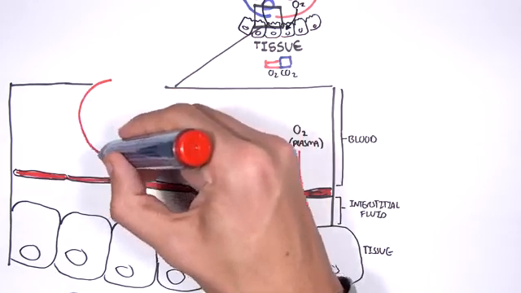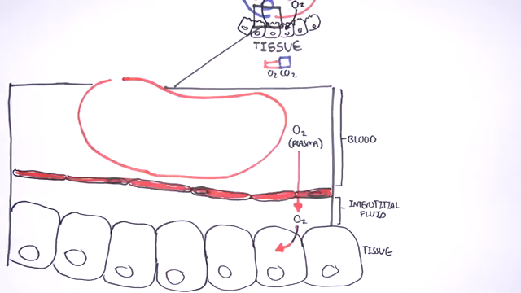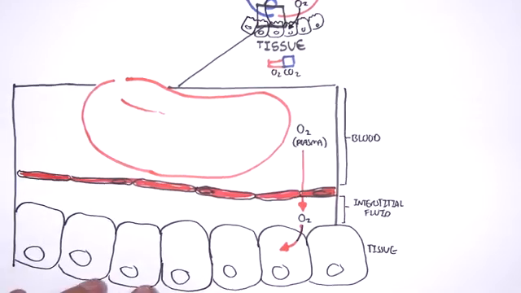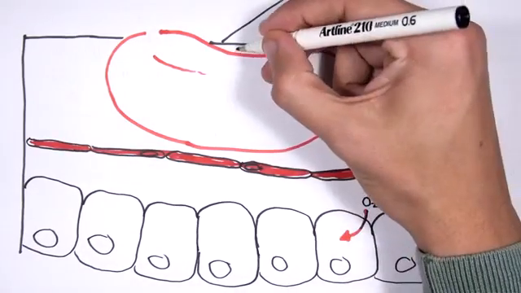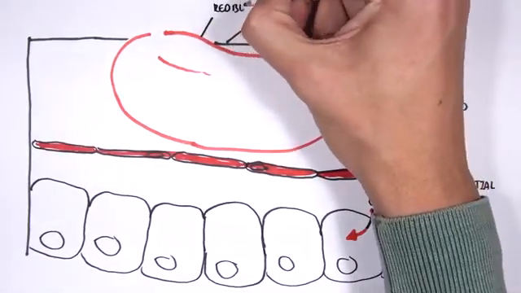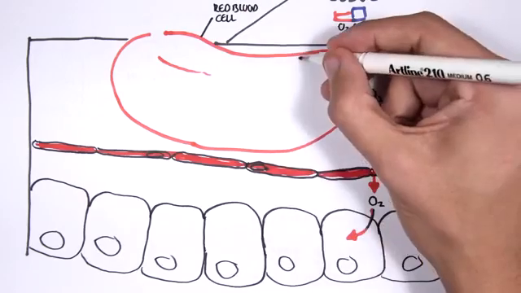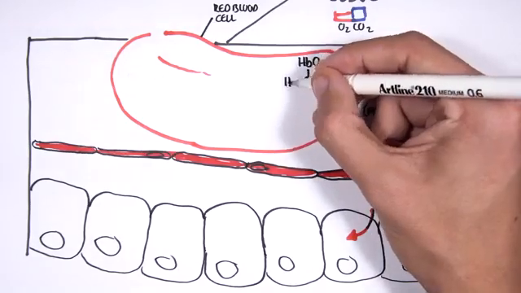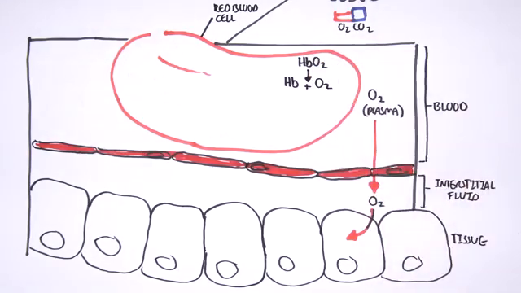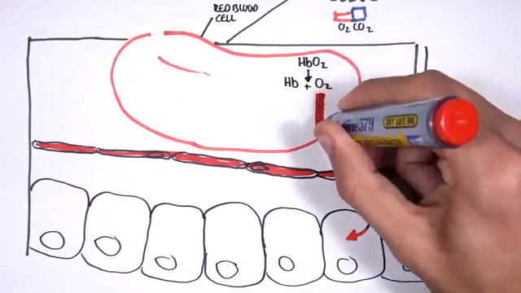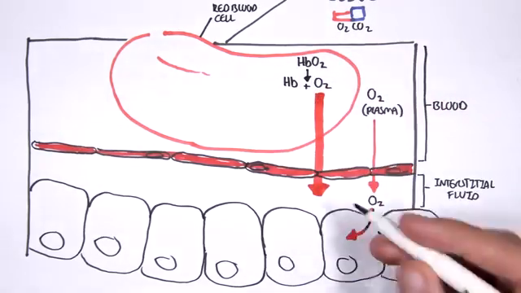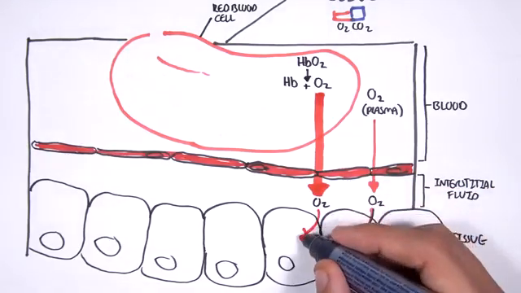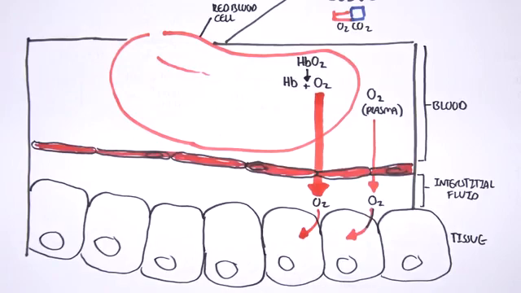However, most oxygen in our body is transported in red blood cells, such as this one I am drawing here. Oxygen is transported bound to a molecule known as hemoglobin, Hb. So here is hemoglobin, oxygen bound to hemoglobin. The hemoglobin and oxygen can dissociate, forming hemoglobin and oxygen gas. This oxygen can then enter the interstitial fluid, and then be used by the tissue. Okay, so those were the two ways oxygen enters the tissue from the blood.